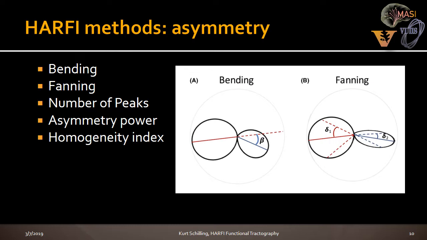We can then calculate measures of asymmetry of these HARFI functions. For example, calculating the degree of bending, the degree of fanning, the number of unique peaks, the asymmetric power, which is just the ratio of the asymmetric coefficients to the total complement of spherical harmonic coefficients, as well as the homogeneity index, which describes how similar an individual voxel is to its neighbors.